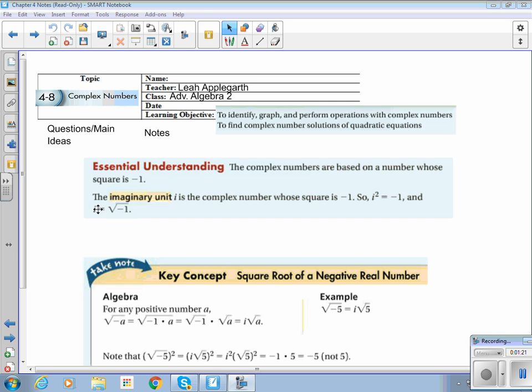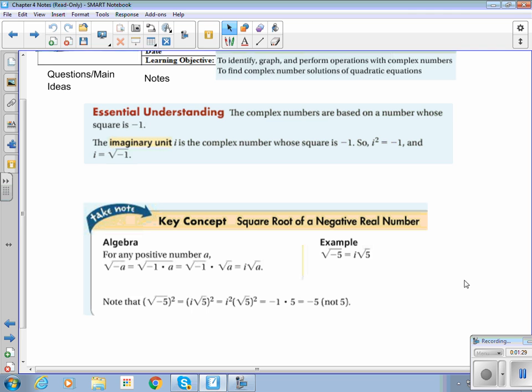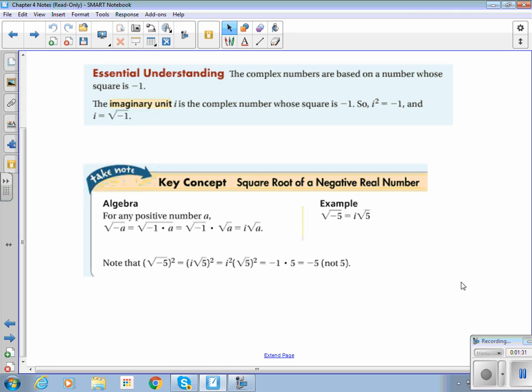So highlight these two things. Make sure, if you're taking notes on this at home, make sure you put a box around it and star, because we're going to use that property. Alright, so the key concept is, if I have the square root of a negative real number, for example, square root of -a, this is the math behind complex numbers, so roll with me.